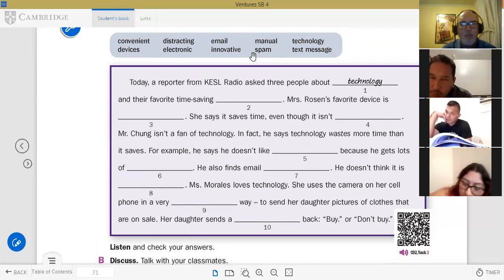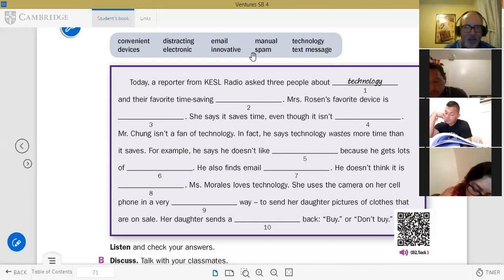Unwanted email. He also finds email distracting, right? He says it doesn't save time at all. It's not convenient. It's distracting. I have to answer all these emails. He doesn't think it is convenient, right.